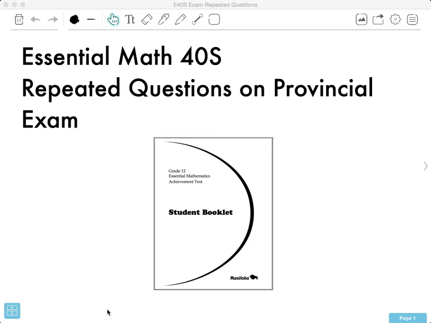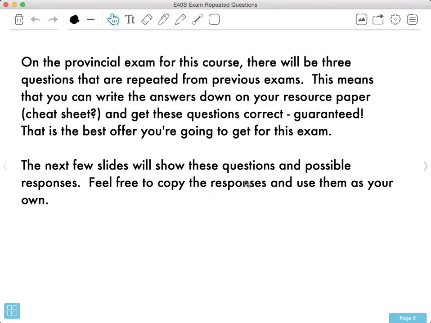Your teacher probably talked about this a little bit in the three topics where they show up. The three repeated questions show up from sine law and cosine law. That's one of the questions on either one of those two topics. Polynomials and tolerance. So we're going to walk you through what the questions are and how you can answer them.